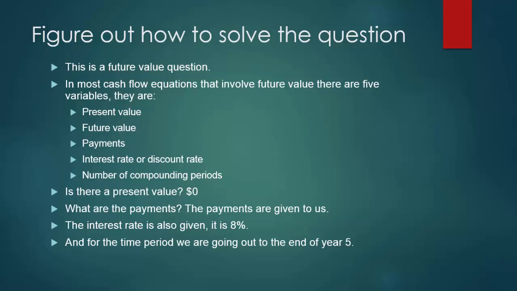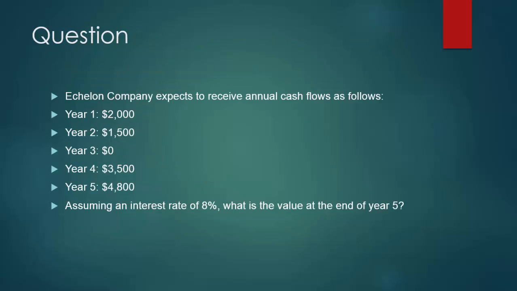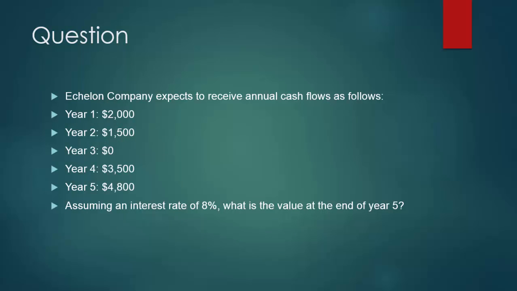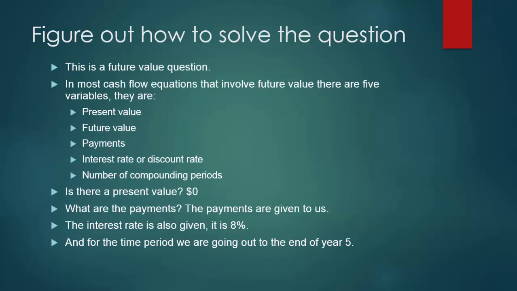Now, in this particular equation, if you look at the stream of cash flows at time zero, there's no money involved. So we know the present value at time zero is going to be $0. Then we have a stream of payments, the $2,000, $1,500, $0, $3,500, and $4,800. So those are your payments throughout the life of this investment. The interest rate is given to us, that's 8%. And then the number of compounding periods. We know that we're going to go out to the end of year five. So that's going to be the key number to help us determine the future value.